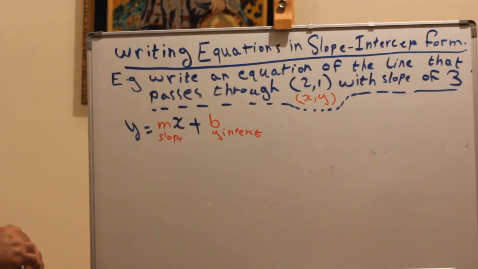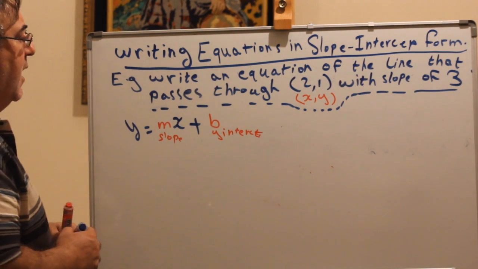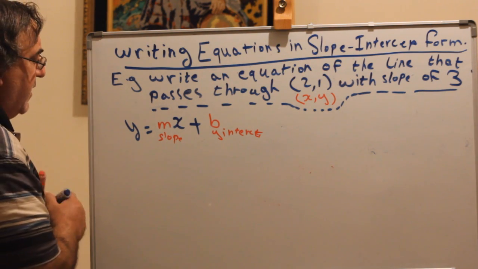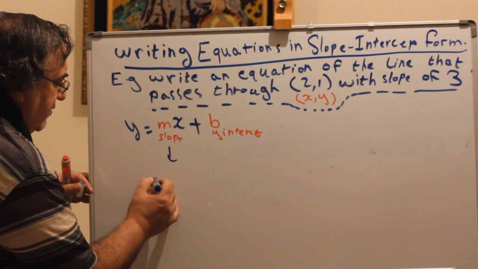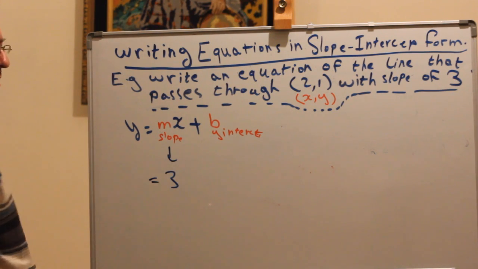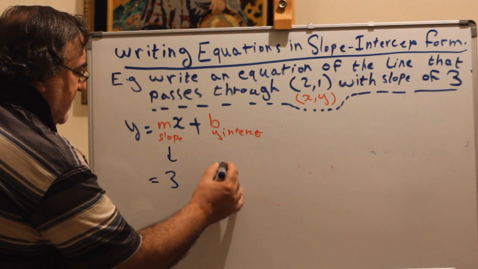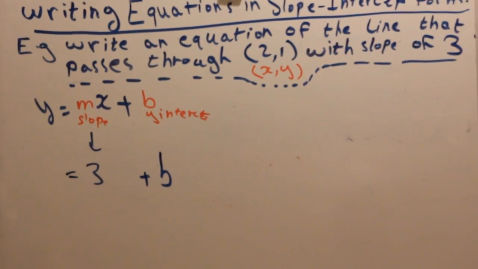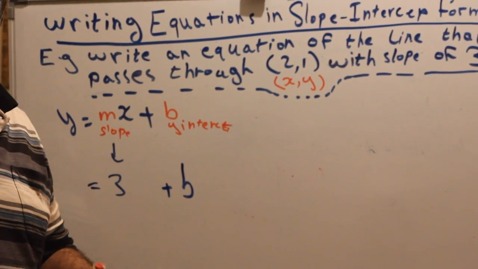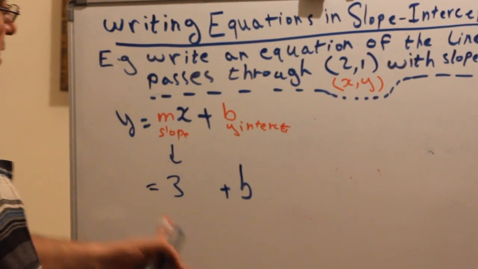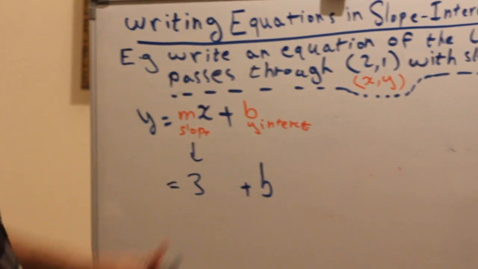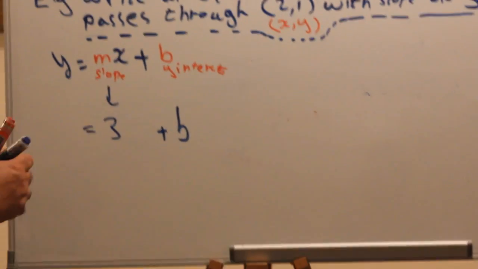Now, how to write this equation? I know that the slope is 3, so I can substitute the m by 3. It has no problem here. Do I know b, the y-intercept? No. So I keep it as it is. b is unknown. How about x and y? x and y are two variables. They can take any number. So he gave you one of these numbers which are on the line, 2 and 1. So x is 2, so substitute x here by 2.